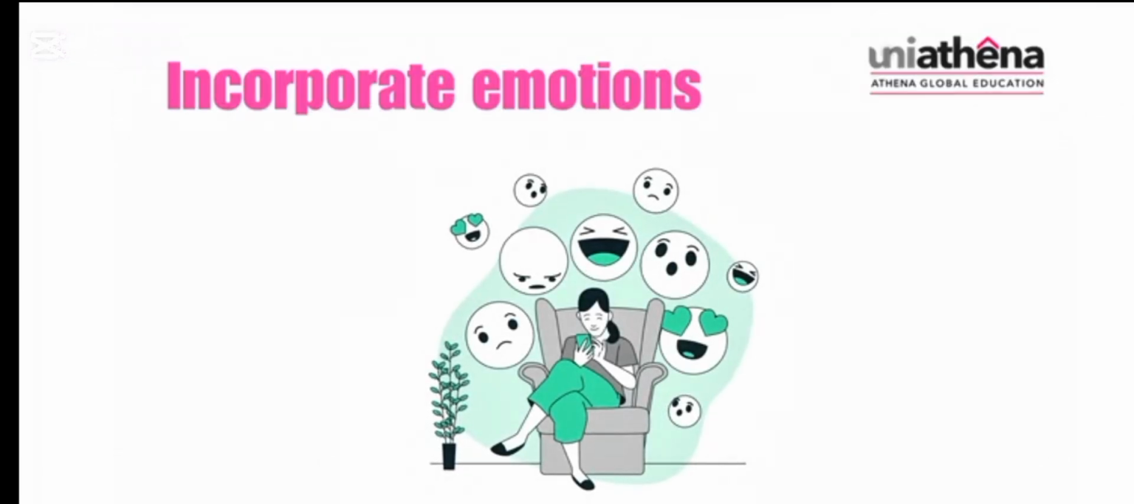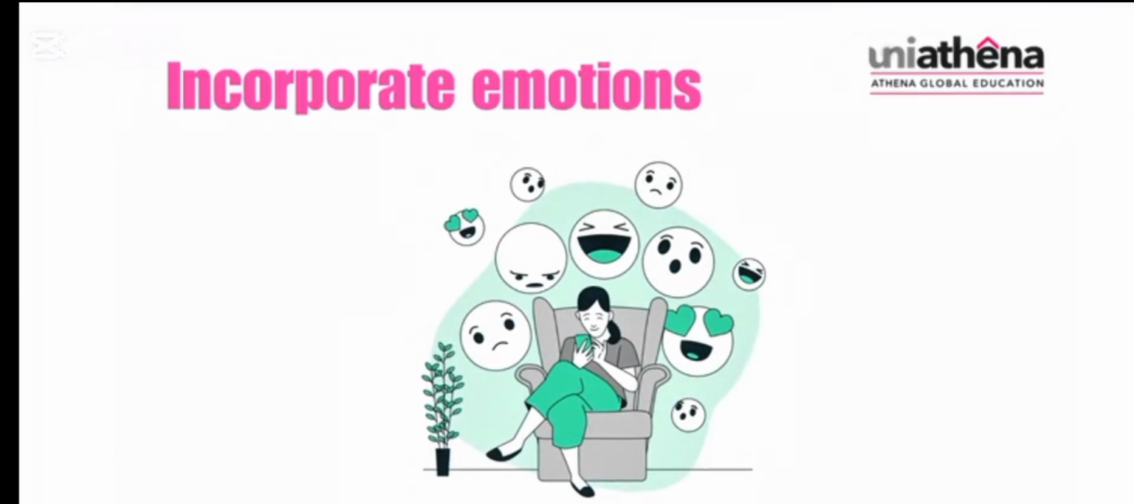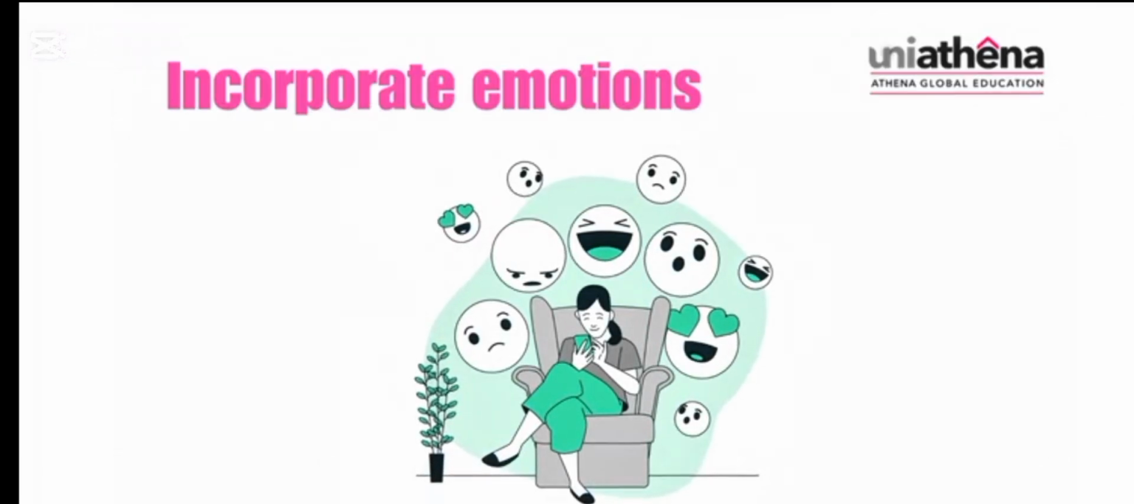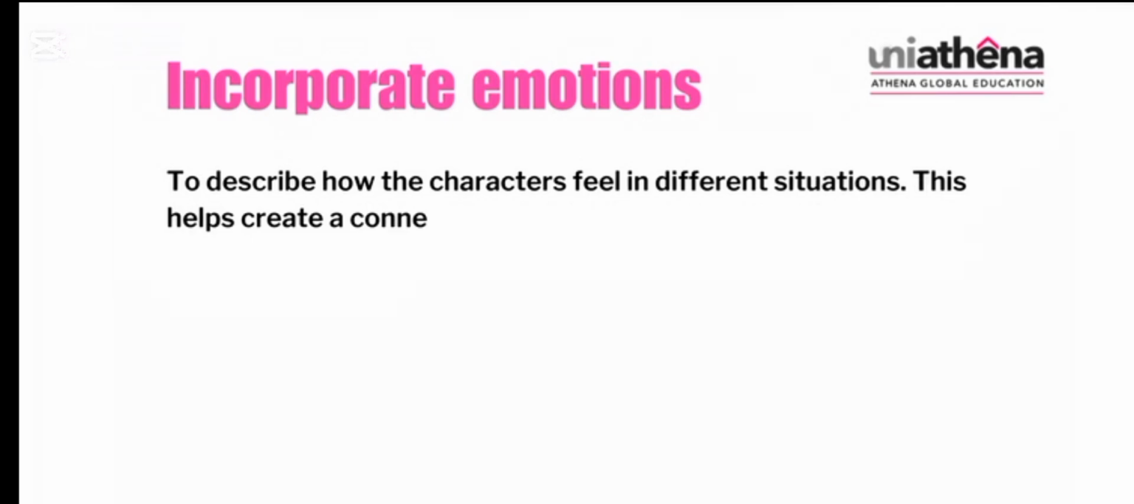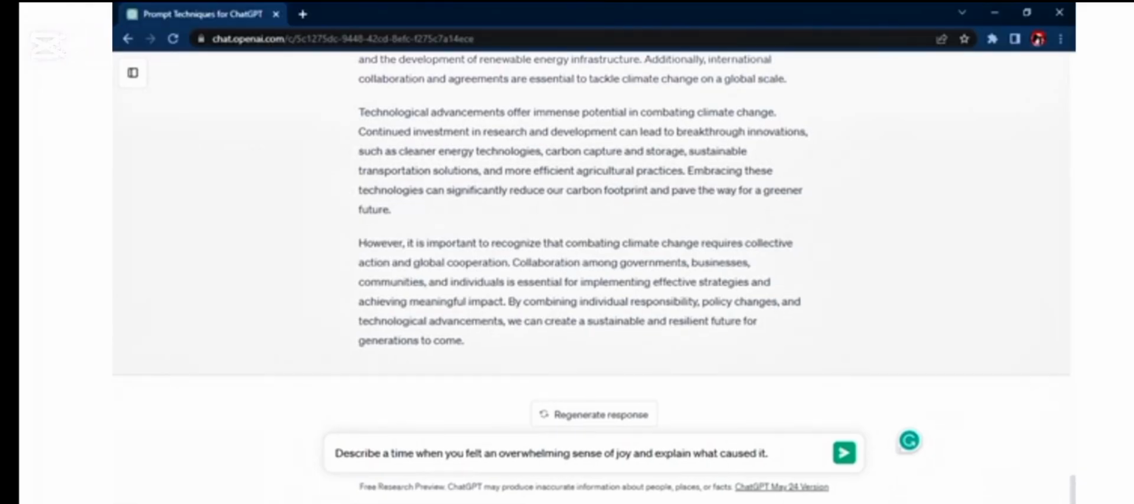Technique 4. Incorporate emotions. Emotions add depth and make stories more relatable. Encourage ChatGPT to describe how the characters feel in different situations. This helps create a connection between the reader and the story. Describe a time when you felt an overwhelming sense of joy and explain what caused it.